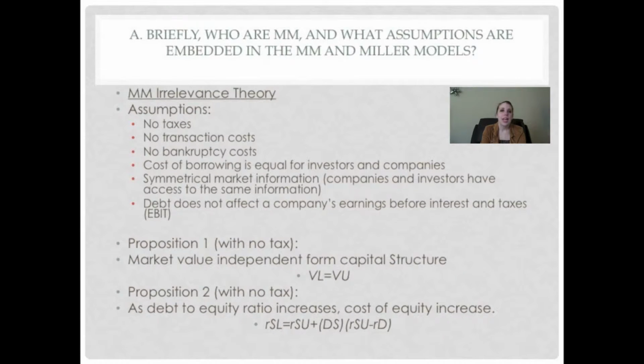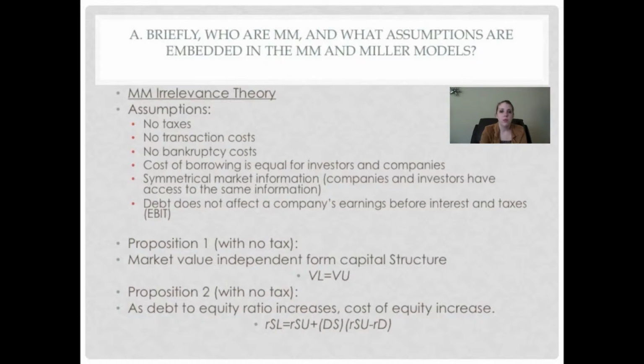So question A asks us to briefly describe the M&M theories. The M&M theories, one involves tax and one involves no tax. The no tax theory suggests that WACC and corporate value are completely irrelevant, meaning that the capital structure of a firm has no impact on the value of the company.